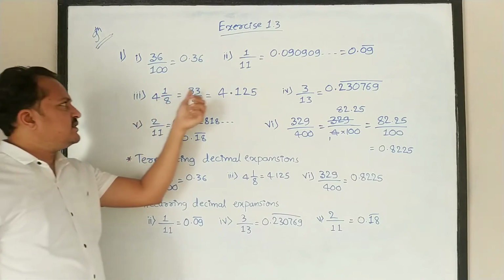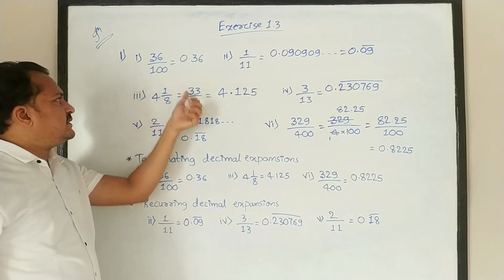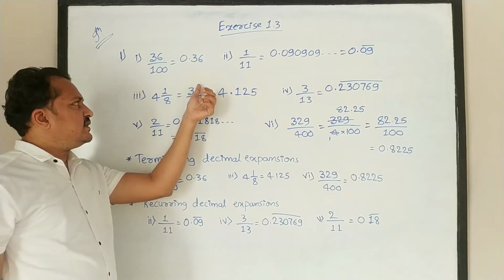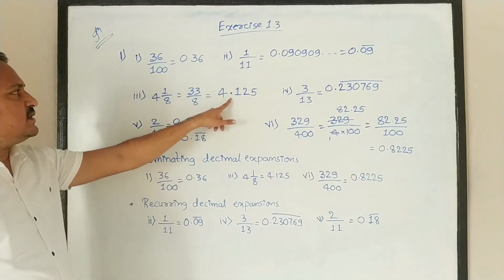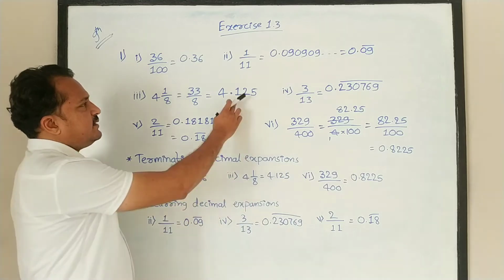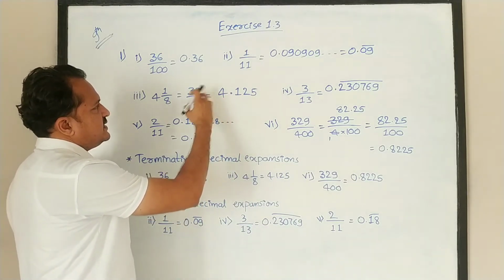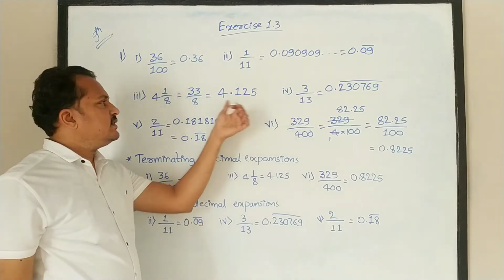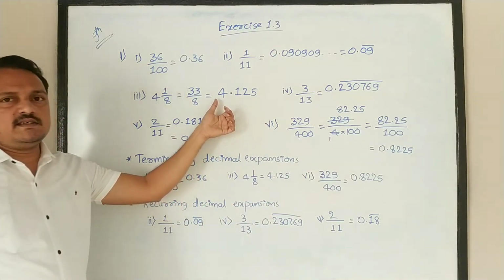First convert this into an improper fraction. 4 8s are 32, plus 1, 33 by 8. If I divide 33 by 8, 8 4s are 32, then 1 remains. The point will give a 0 here, so it becomes 10. 8 1s are 8, then 2 remains. 20, 8 2s are 16, 4 remains, then 8 5s are 40. Finally the remainder is 0.